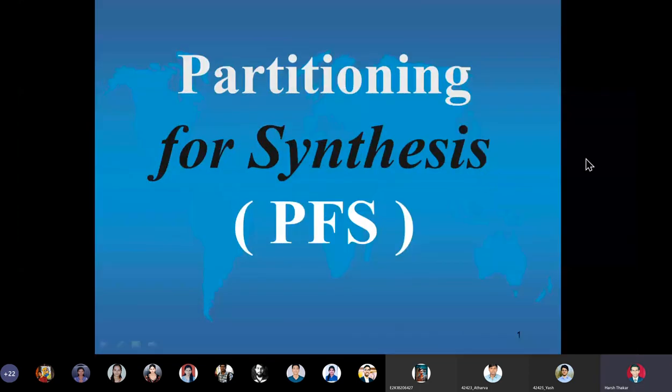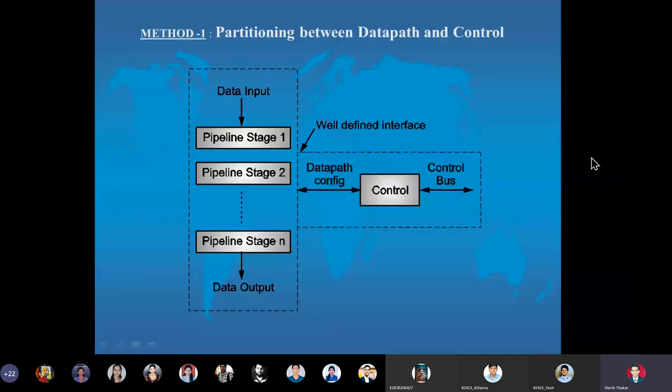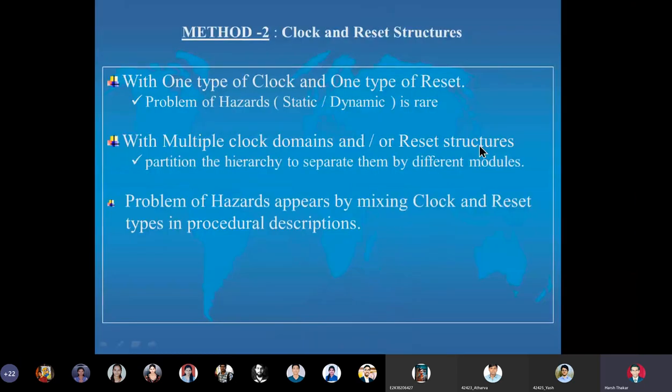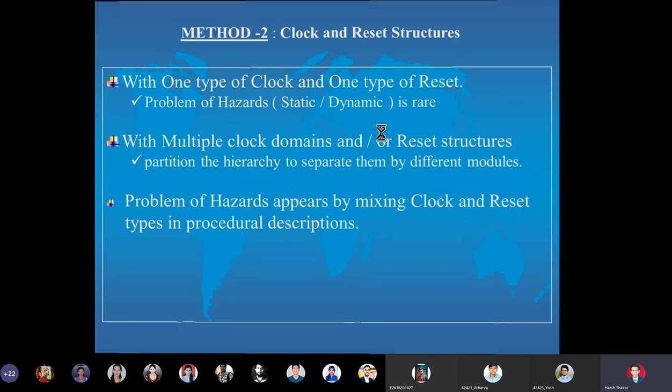Under partitioning for synthesis, we had the first solution called separating the data path and the control path with well-defined interfaces. The second method which was suggested was that as far as possible, always have only one type of clock and one type of reset. And if it is not possible, then you can have multiple clock domains and multiple reset structures, but you should not put all the clocks in one domain or all the resets in one domain, but you should always separate the domains with a hierarchical structure. Because with this, the problem of hazards may increase.